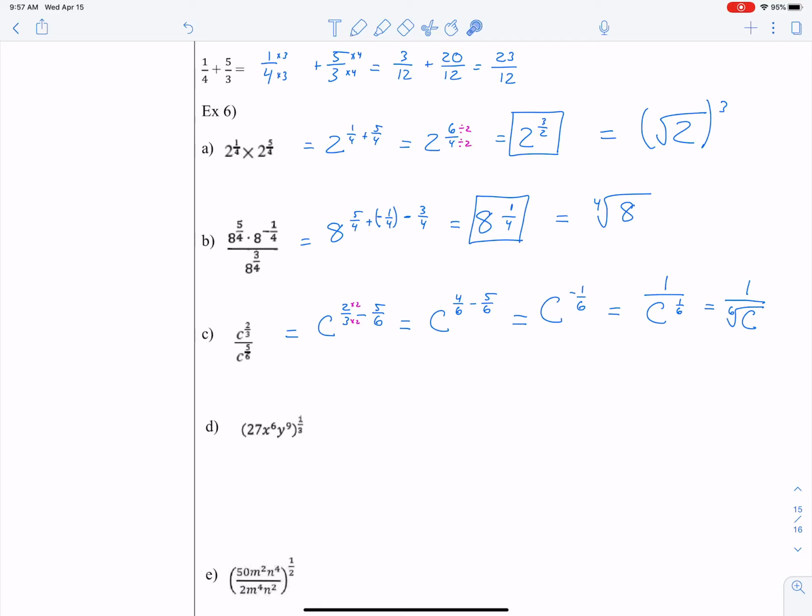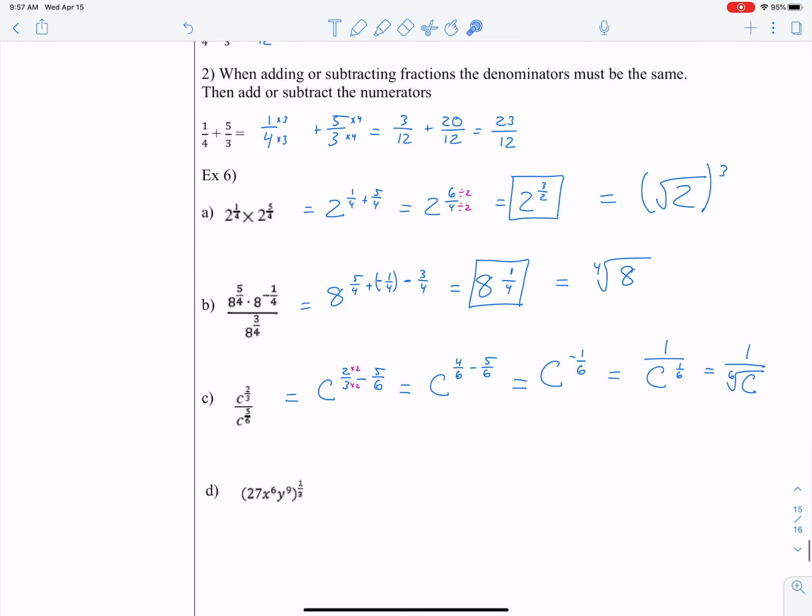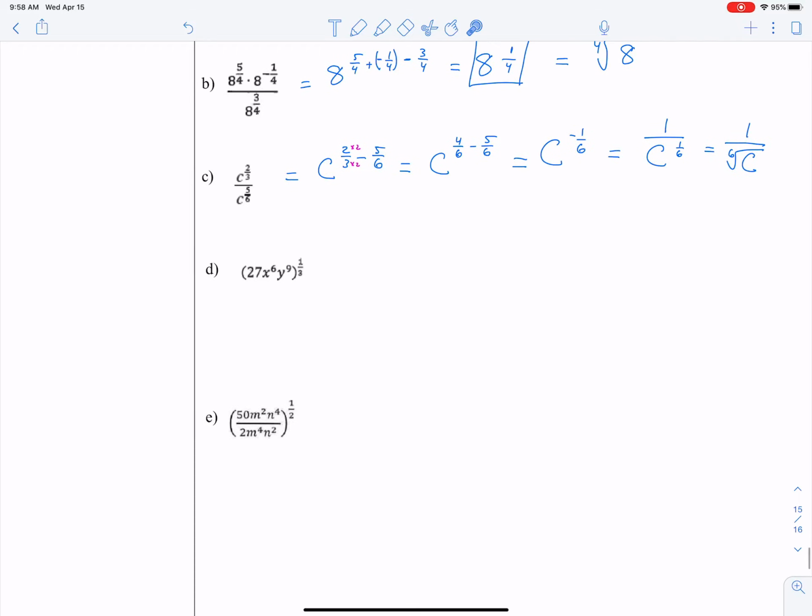It'll depend on the question if it says you can't have any fraction exponents or not. So you could write them in this form. You can write them in this form as well. All right. Let's look at the next one here.